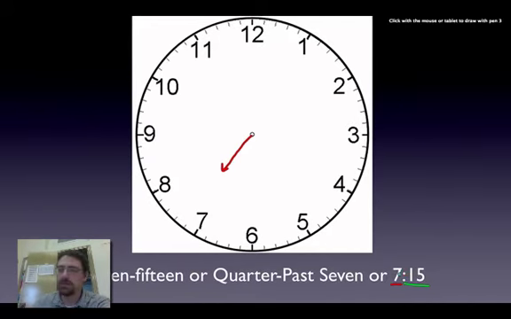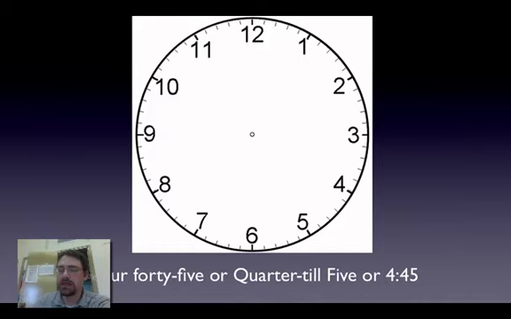And our minutes is going to be at 15. So let's count off 15. 5, 10, 15. So we know that our minute hand is going to draw straight at the 3. 7 hours, 15 minutes. 7:15. Our next time will be 4:45. So here's your hours, here's your minutes. We're going to draw 4 hours. 1, 2, 3, 4 hours.